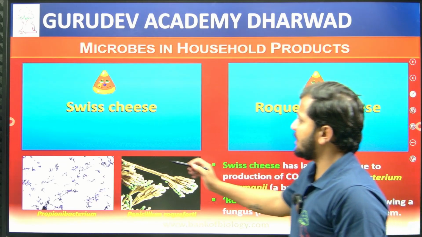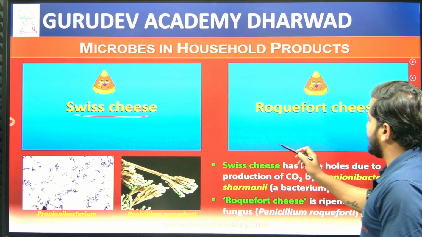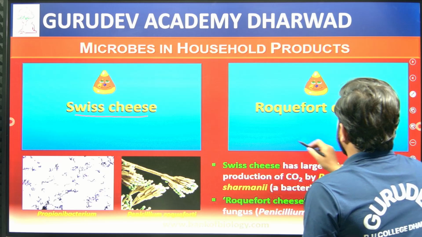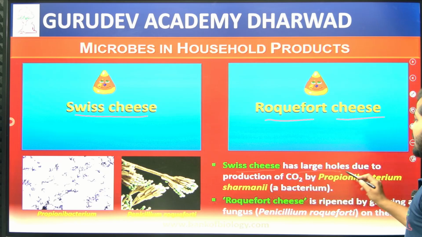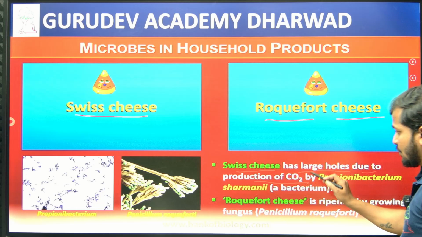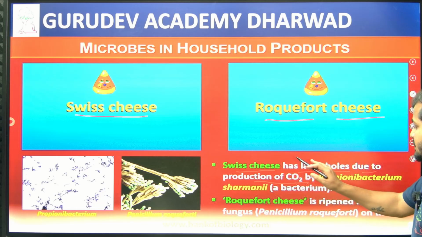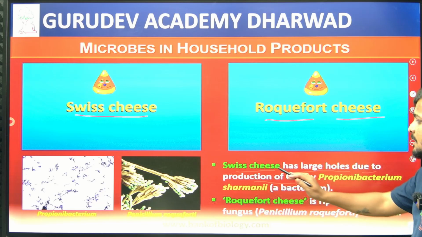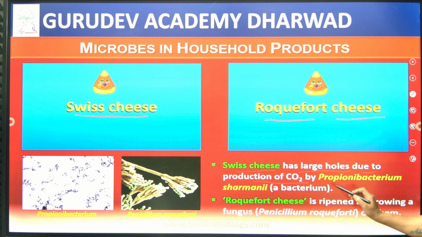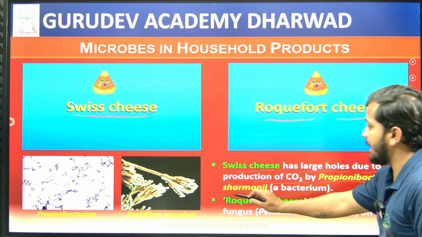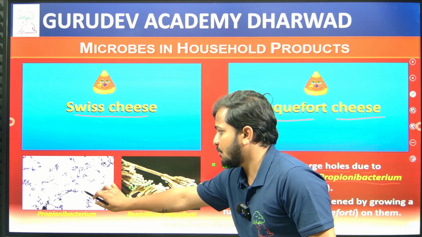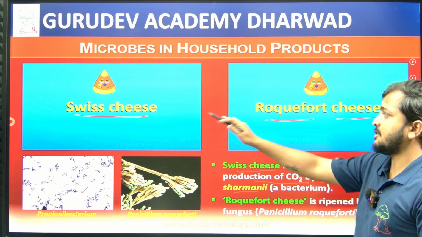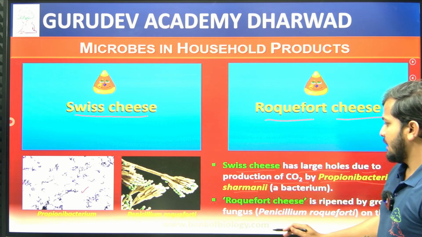Then there is Swiss cheese and Roquefort cheese. Swiss cheese has large holes due to the production of CO2. This is what you should remember here. Swiss cheese has large holes due to the production of CO2 by the bacterium whose name you should remember, that is Propionibacterium sharmanii, right? Propionibacterium sharmanii is the bacterium that carries out the fermentation of Swiss cheese.